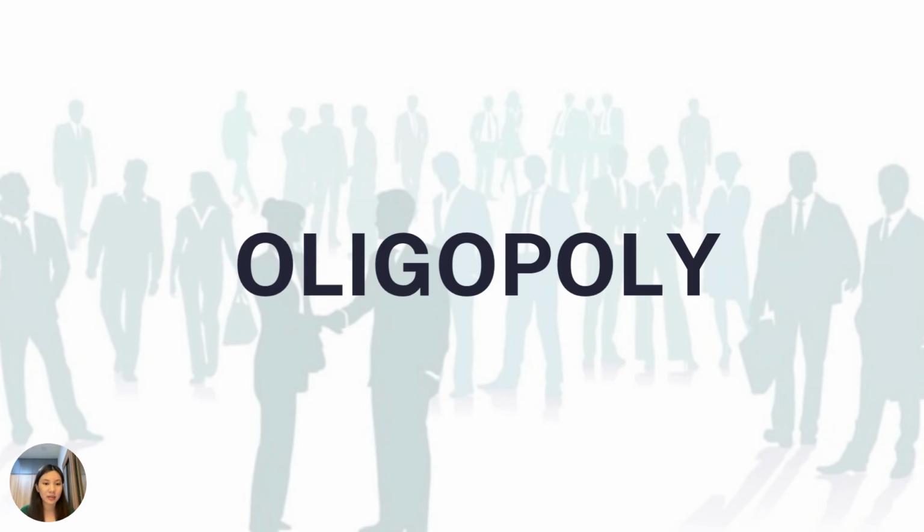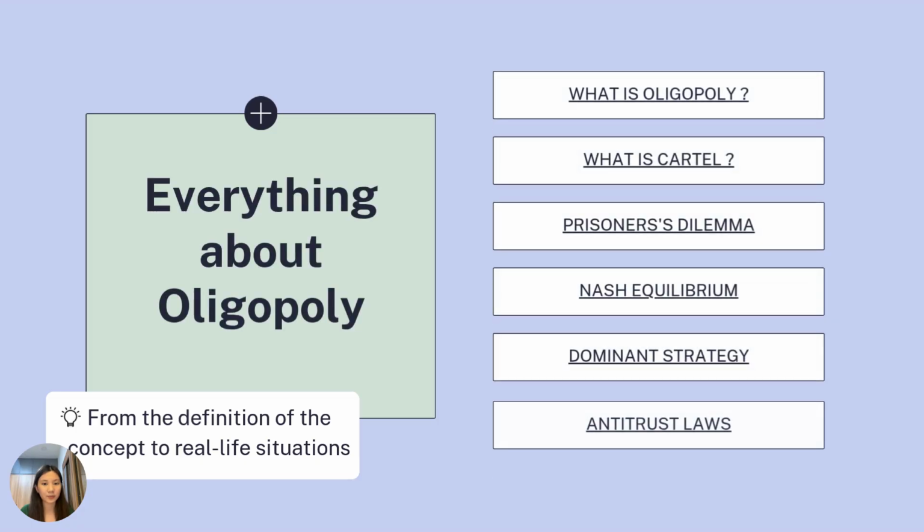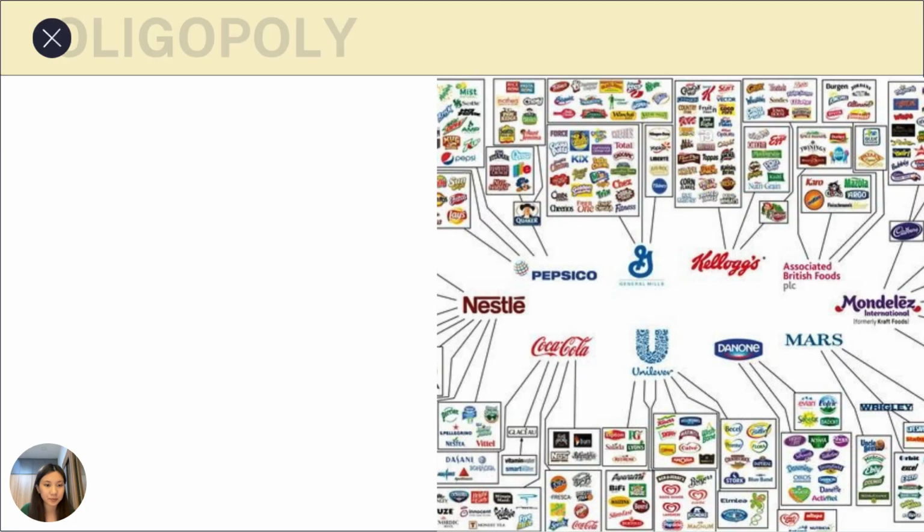And today, the topic that I chose is oligopoly. So first of all, I will introduce the things surrounding oligopoly, like the meaning of cartel, prisoner's dilemma, and it's really interesting to know about Nash equilibrium and dominant strategy. The last one is antitrust laws. So we're gonna move on.